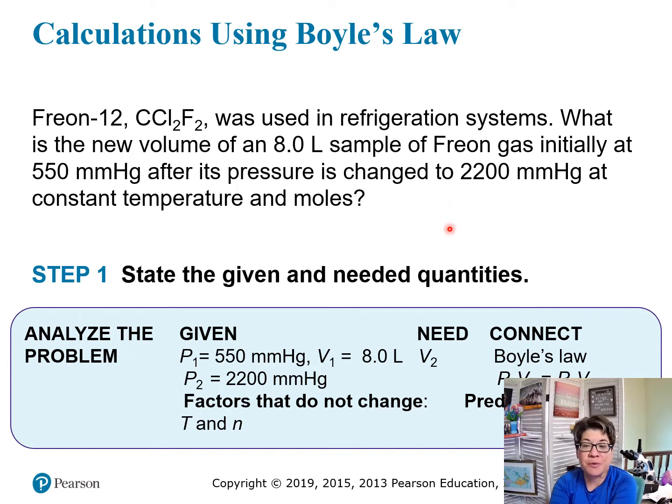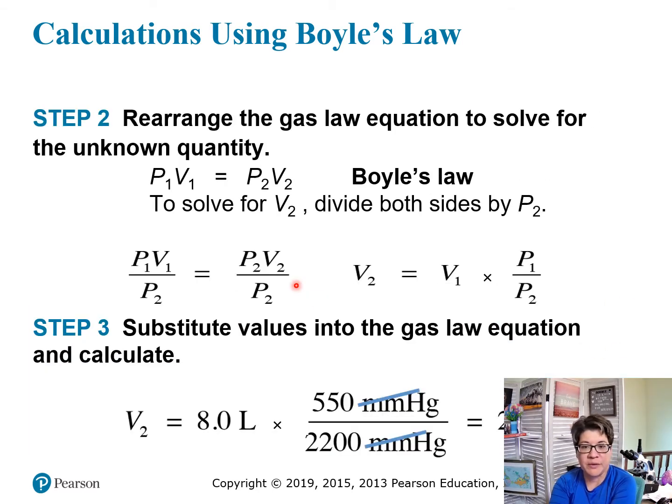So you're given 3 variables and you're only missing 1. So let's write down what we're given and what we need. We need the volume 2. So here's how you would set up the equation. You'd start out with P1V1 equals P2V2, and then you would rearrange that to solve for V2. So you can see there how they've rearranged it and isolated that V2. Then you just plug in all your variables and you solve for V2.